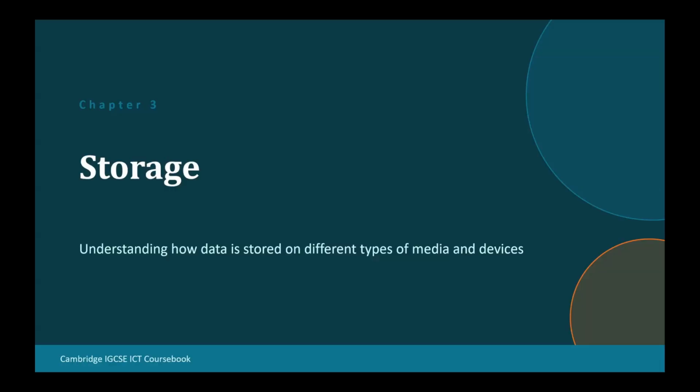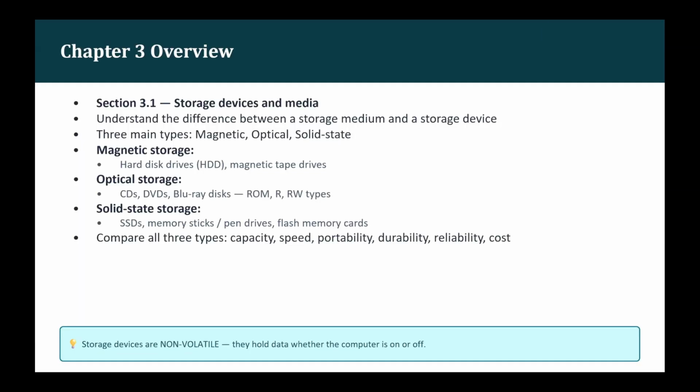Hello guys, welcome to Chapter 3, Storage, IGCSE ICT. In this chapter you will understand how data is stored on different types of media and devices. So I have broken this into smaller parts, and Section 3.1 is for storage devices and media. Understand the difference between a storage medium and a storage device, and then you will understand the three main types of storage devices: magnetic, optical, and solid state.